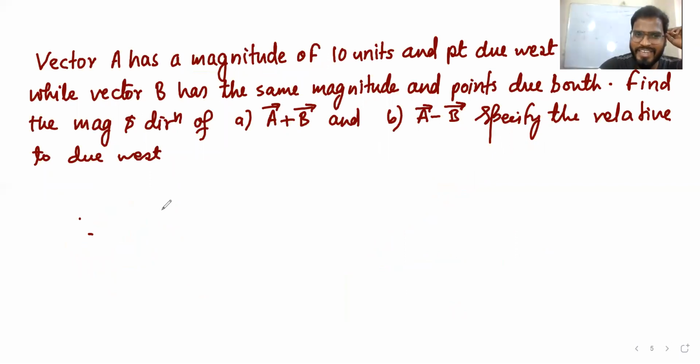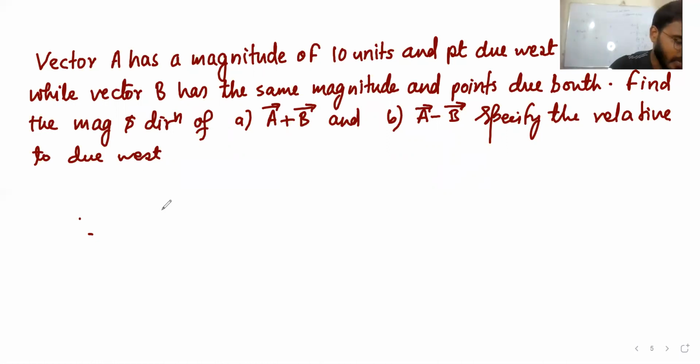A vector A has a magnitude of 10 units and points due west, while vector B has the same magnitude and points due south. Find the magnitude and direction of A plus B and A minus B. Specify the direction relative to due west. Okay, let's see this question also.